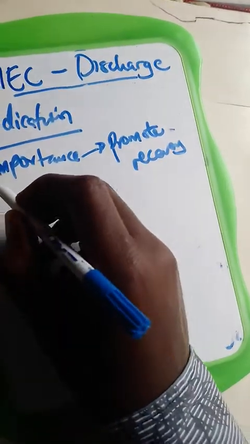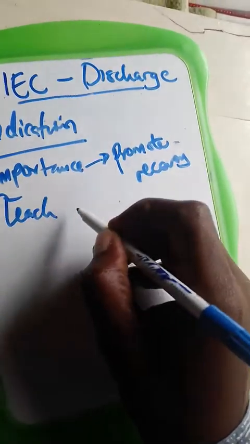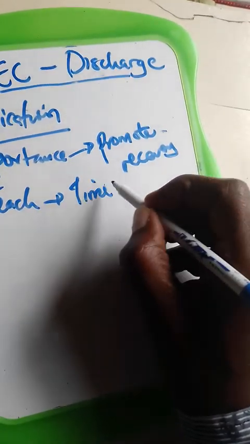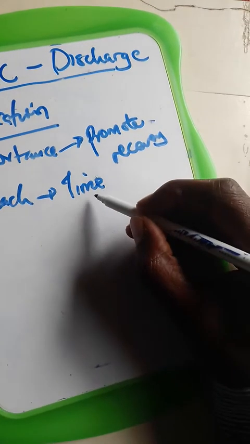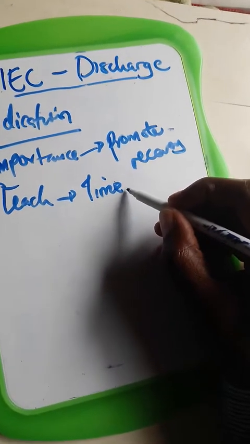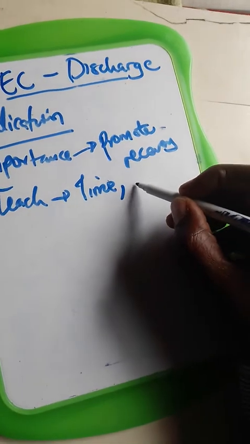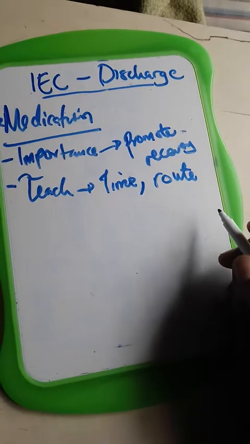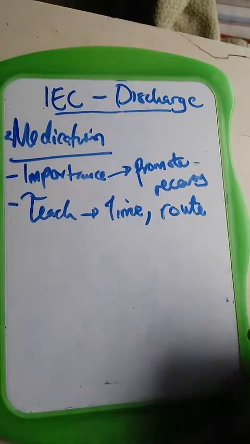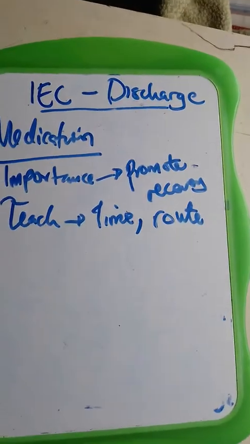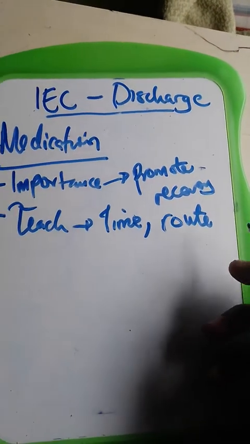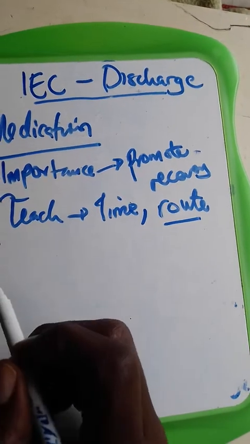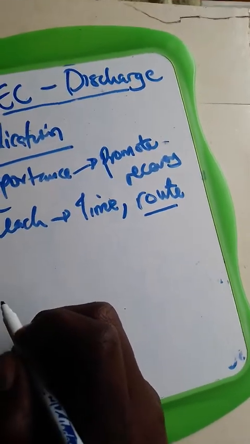Then you need to teach. As a healthcare practitioner, what do you need to teach? You need to teach about time of taking the drug. You need to explain and emphasize the timing so that they don't skip time. Then again, you need to explain about the route, meaning is it supposed to be taken orally, or is the drug supposed to be taken IV, or which route is the drug supposed to be taken? Is it intradermal? Is it subcutaneous? You need to explain the route so that the patient understands. Then again, you need also to teach.